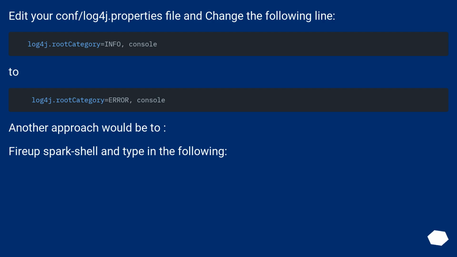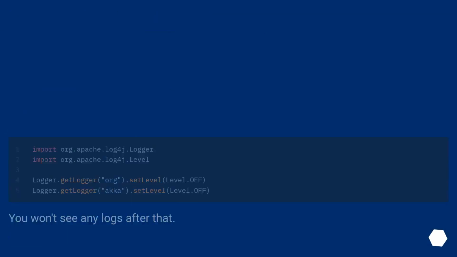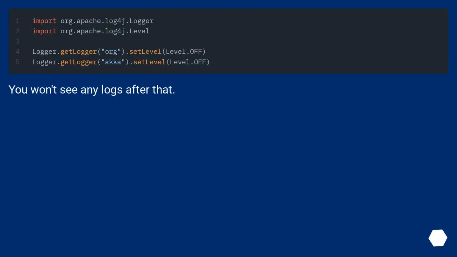Edit your conf/log4j.properties file and change the following line. 2. Another approach would be to fire up Spark shell and type in the following. You won't see any logs after that.